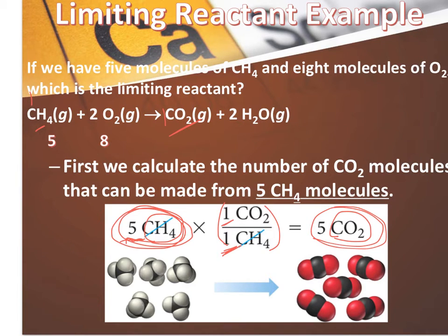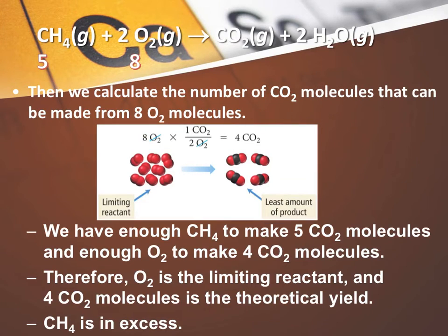We do the same type of calculation for oxygen, and then we compare how much carbon dioxide each of these reactants can make. So looking at oxygen, start with 8 molecules or moles of oxygen. Here's the mole ratio of oxygen to the same product. You've got to compare them both to the same product. It doesn't matter which product you choose, but it needs to be the same for both reactants.